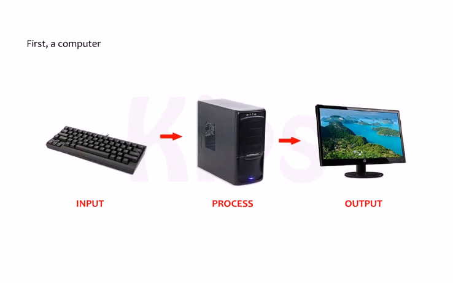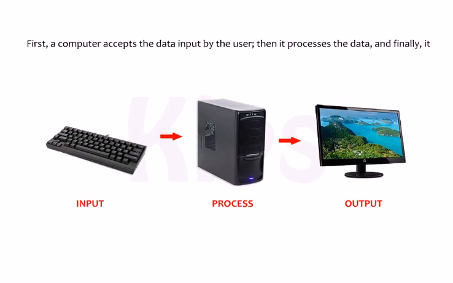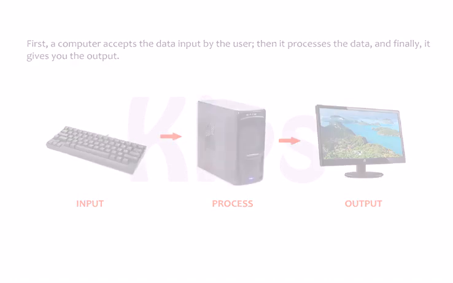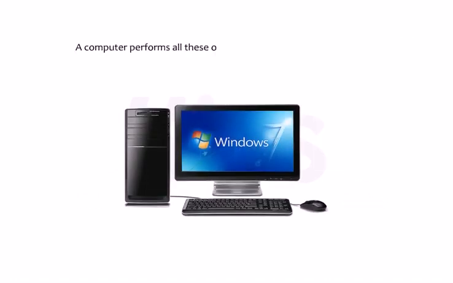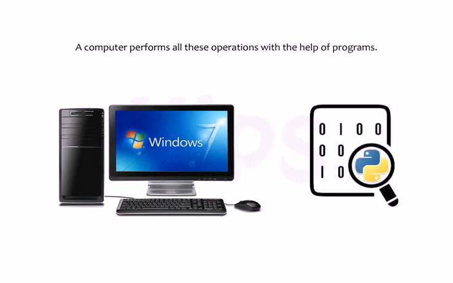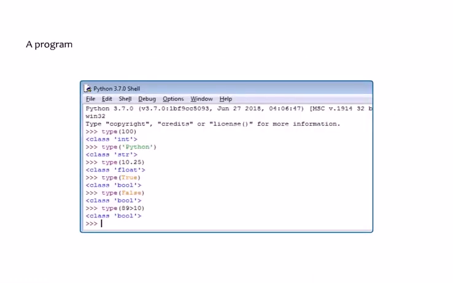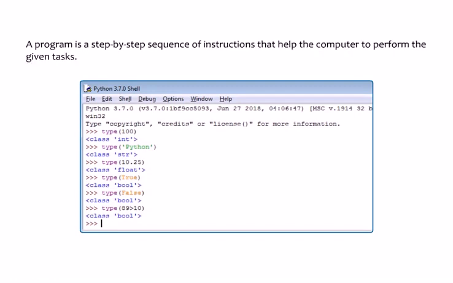First, a computer accepts the data input by the user, then it processes the data, and finally it gives you the output. A computer performs all these operations with the help of programs. A program is a step-by-step sequence of instructions that help the computer to perform the given task.